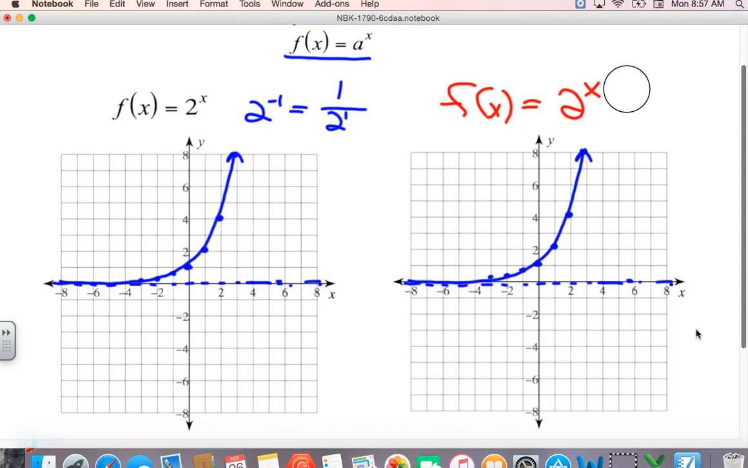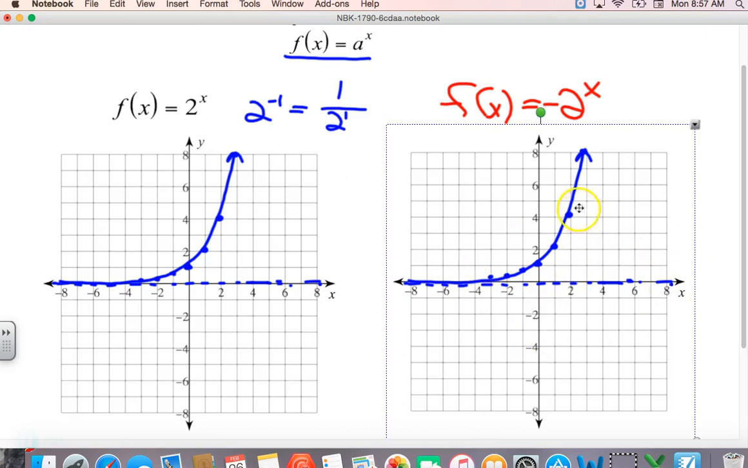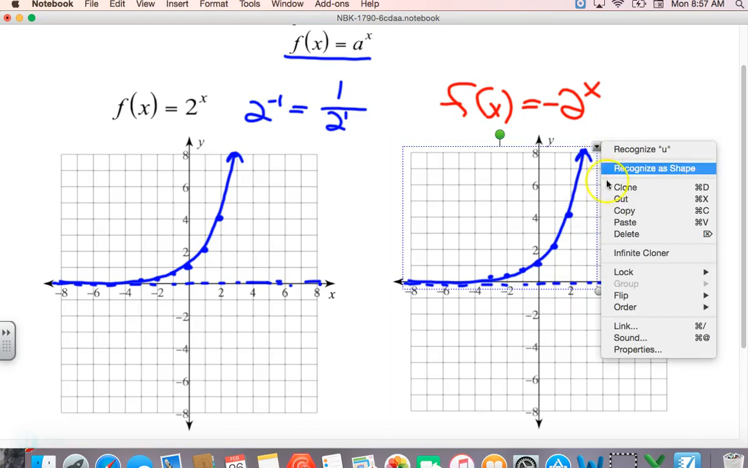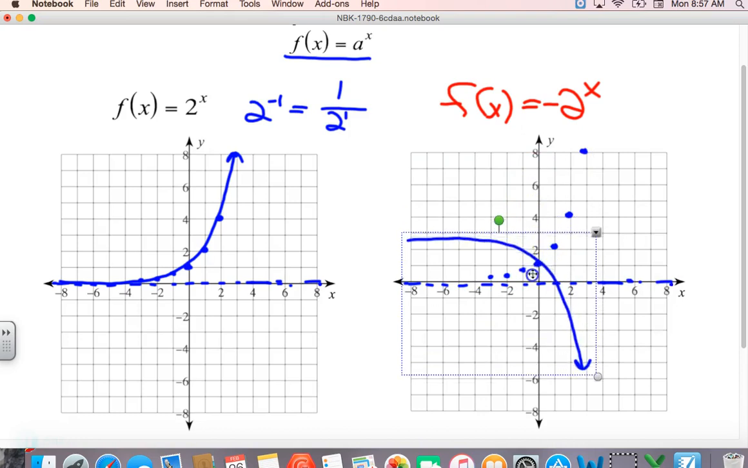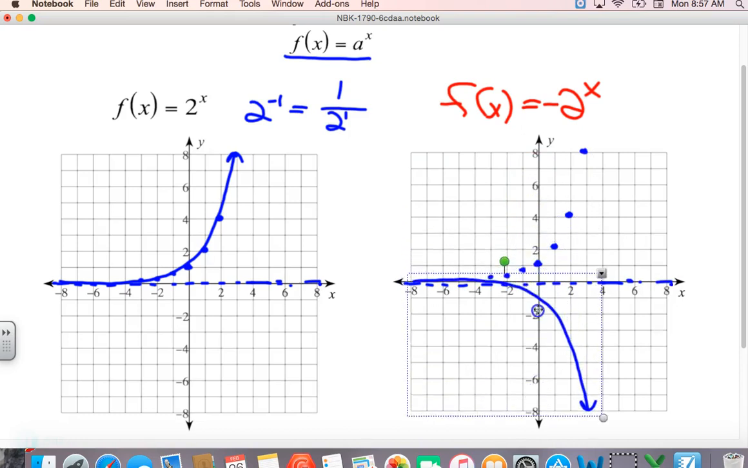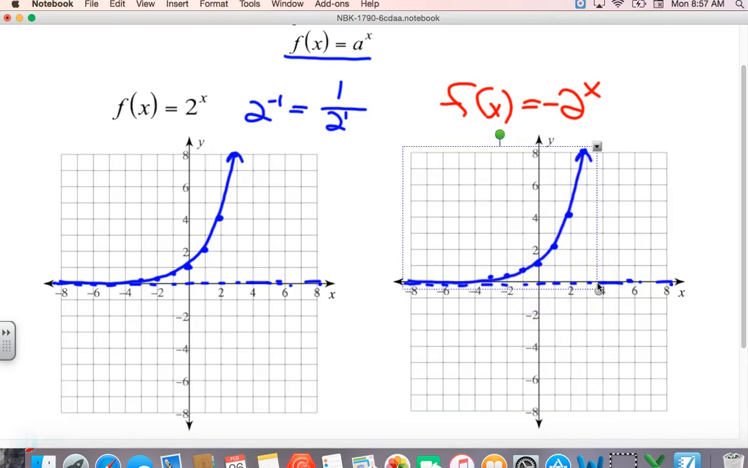Now, if you have a negative out front, so let's say it was like this, negative 2 to the x, then that's going to flip it vertically. Okay, so then you're going to have this situation right here. So we can flip this. So it'll look like that now. Okay, and it's going to go through negative 1, right? So it's just going to mirror across the x-axis if you put a negative on the outside. All right, so that would be your function for a negative on the outside.